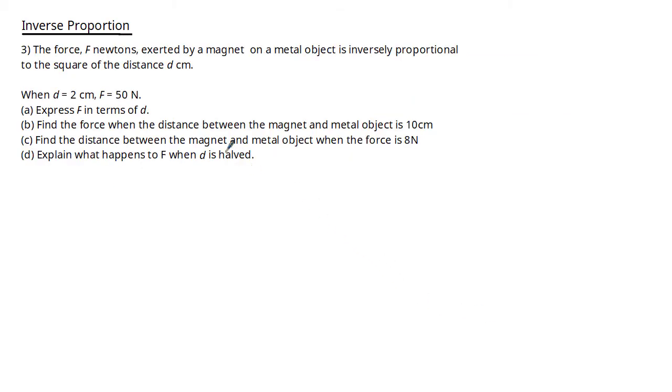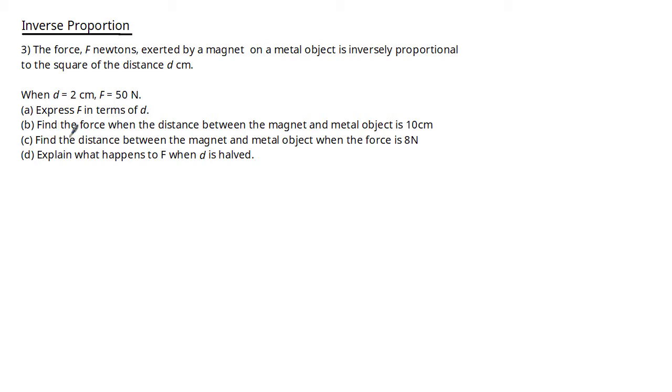So this question is a question with 4 parts, and we're told that the force F newtons exerted by a magnet on a metal object is inversely proportional to the square of the distance d centimeters. When d is equal to 2 centimeters, F is equal to 50 newtons. Part A asks us to express F in terms of d.